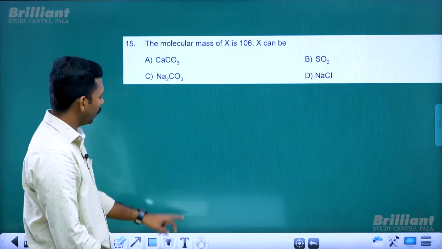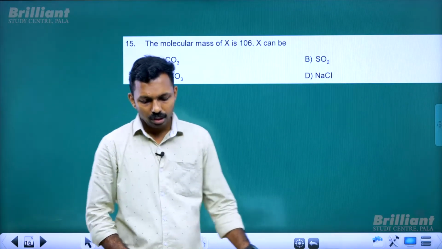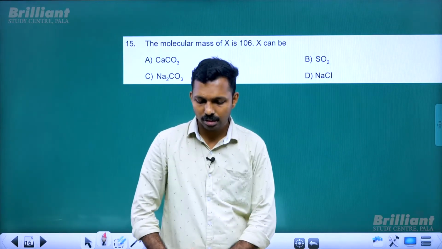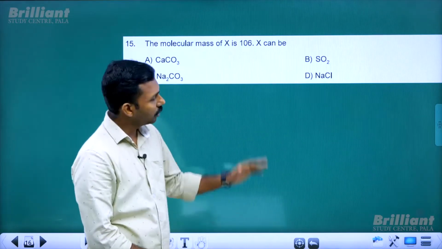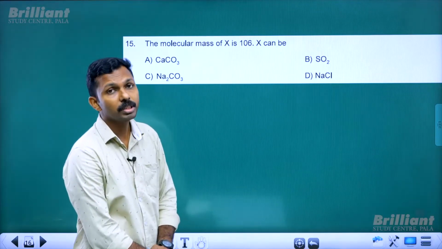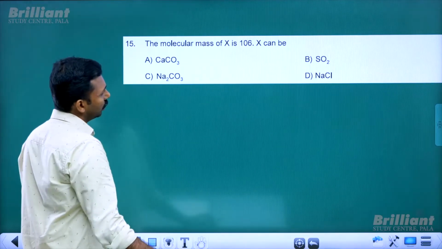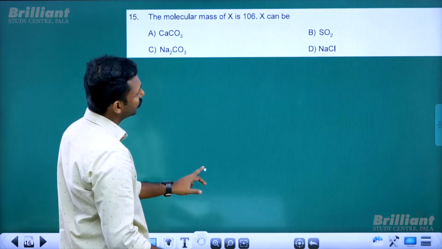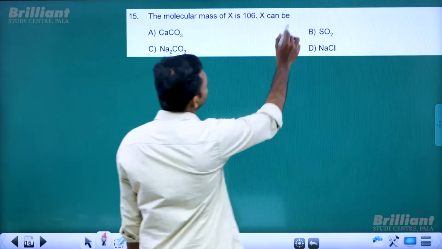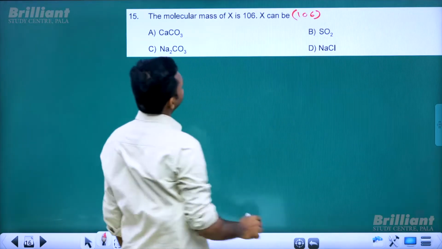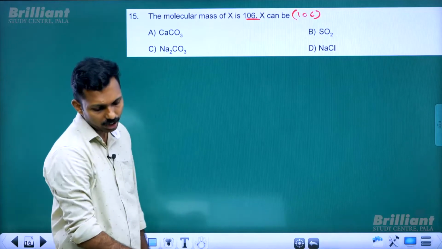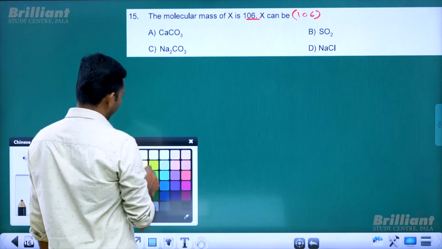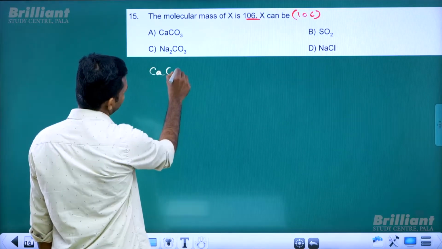Now, going to question number 15. The molecular mass of X is 106. X can be a compound among these four which is having molecular mass 106. We have to calculate and find out which one is having molecular mass 106. Yes, here it is given 106. So the first option is calcium carbonate, CaCO3.